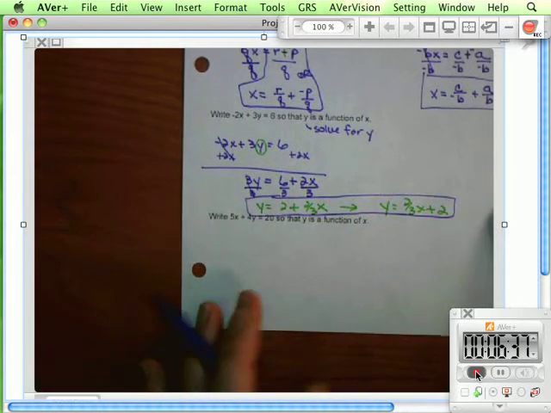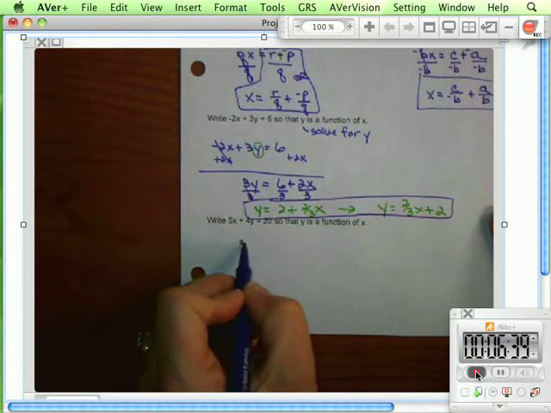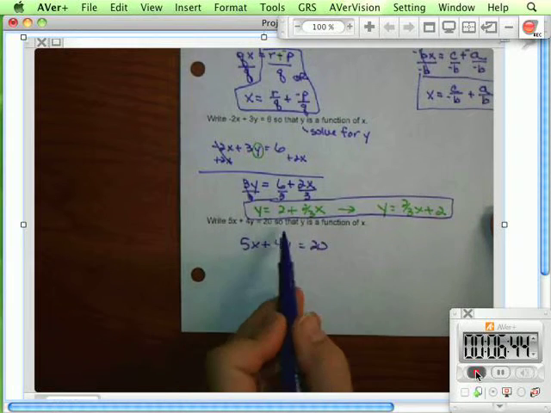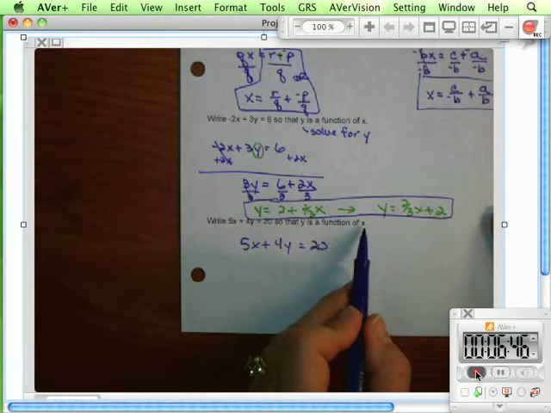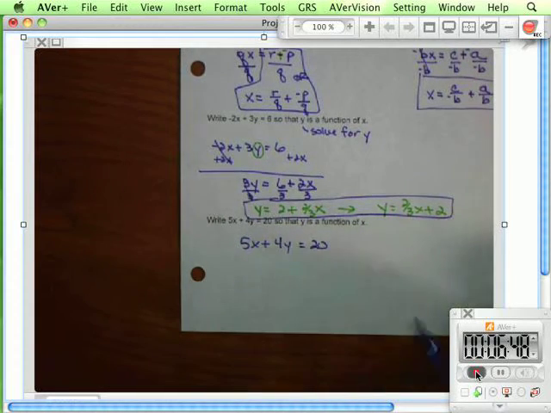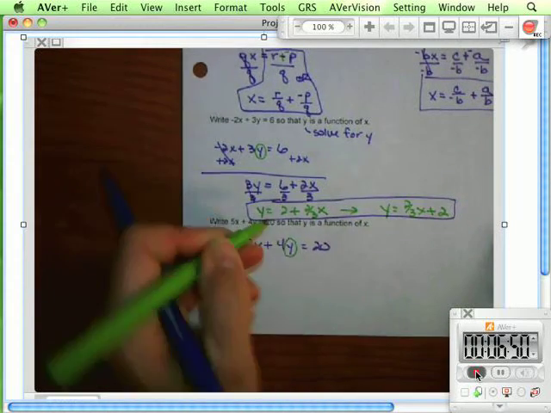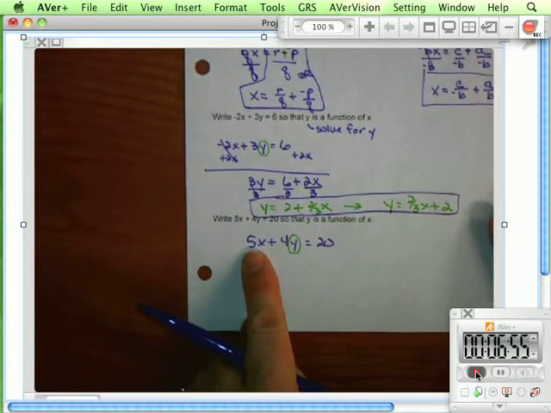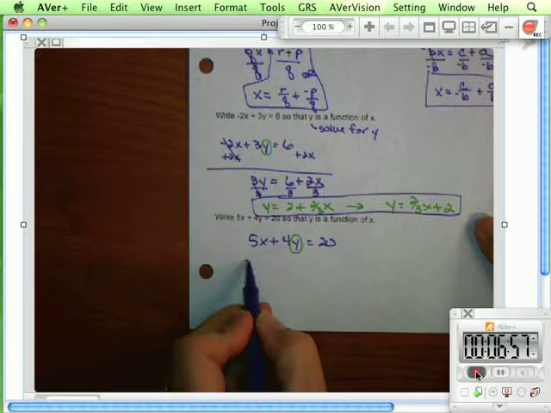Okay? Same thing here. I'm going to write it down here because there's not a lot of room up there. So that y is a function of x. That means x is the input, y is the output. I have to solve for y. It's being multiplied by 4 and has 5x added to it. So I got to subtract 5x.